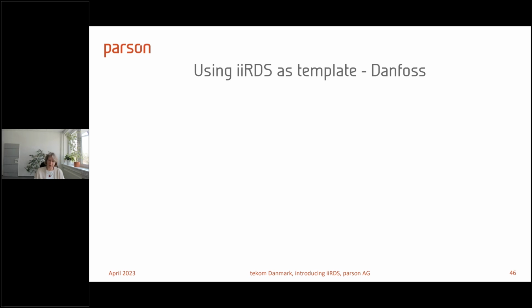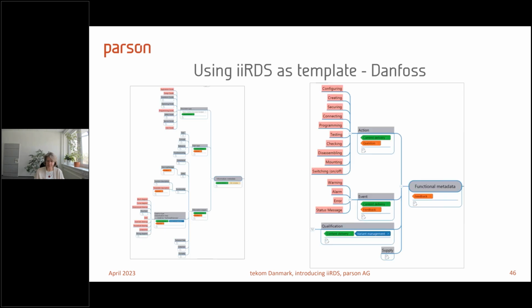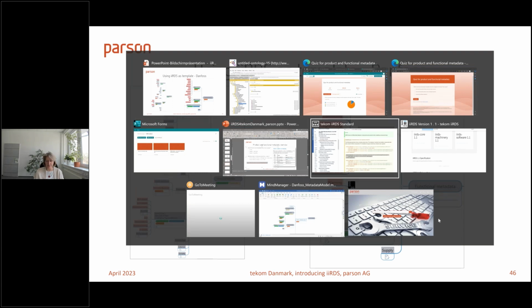And Holger was so kind as to allow me to show something that we did for Danfoss. Even if you decide not to use the iiRDS package format, you can still use the vocabulary as a template whenever you do a content re-engineering or restructuring. If you plan to go into content delivery, if you plan to go into a new component content management system, take iiRDS, use the classes as a template. And we did this with Danfoss, and I will switch to the mind map.